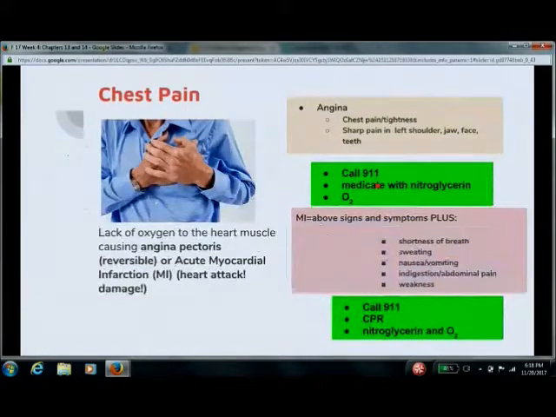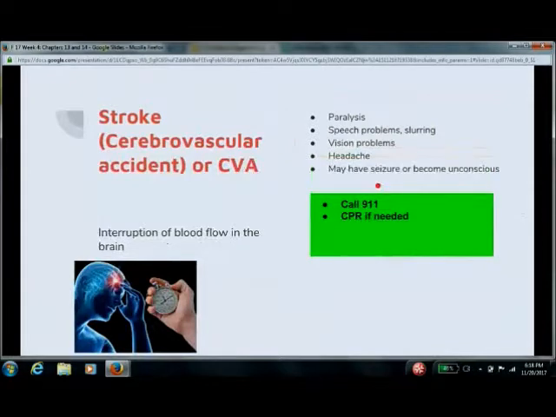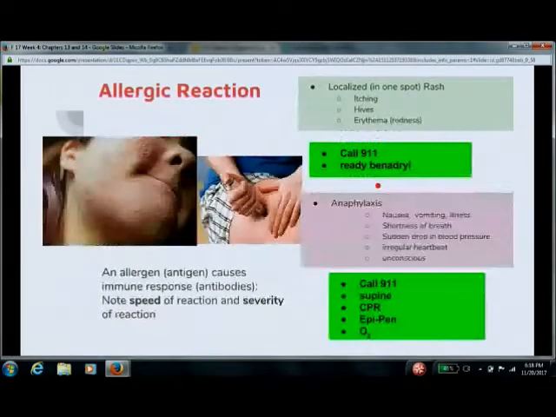Chest pains, 911 all the time, no matter what. Even if the patient has them commonly, which is called angina, or not. And then stroke, 911. Allergy, 911. So most of these are managed by supportive techniques until the ambulance arrives.